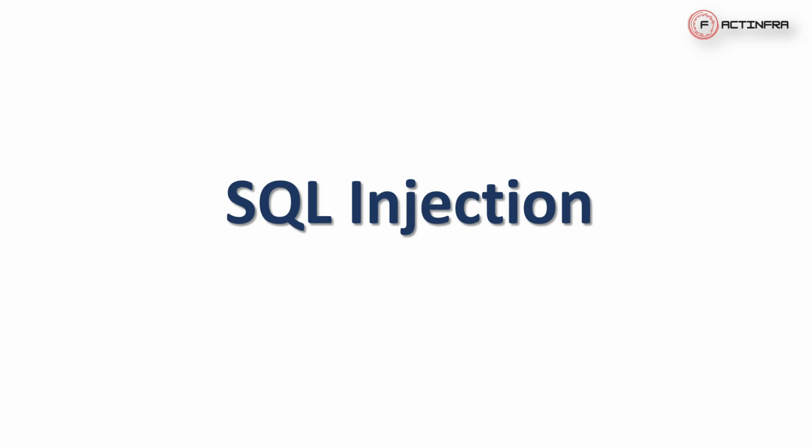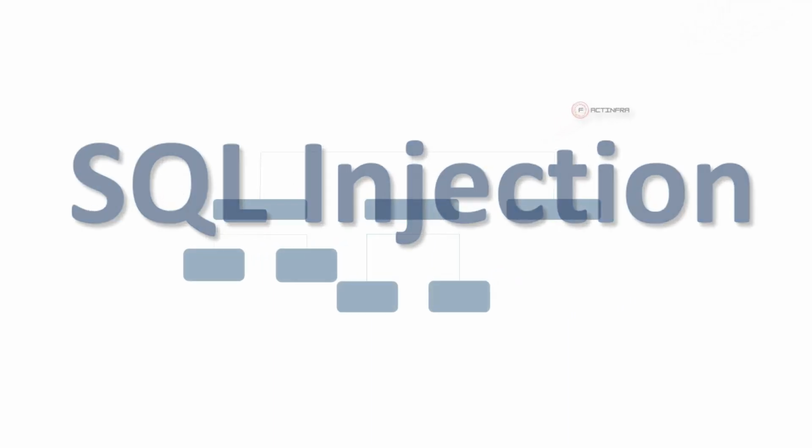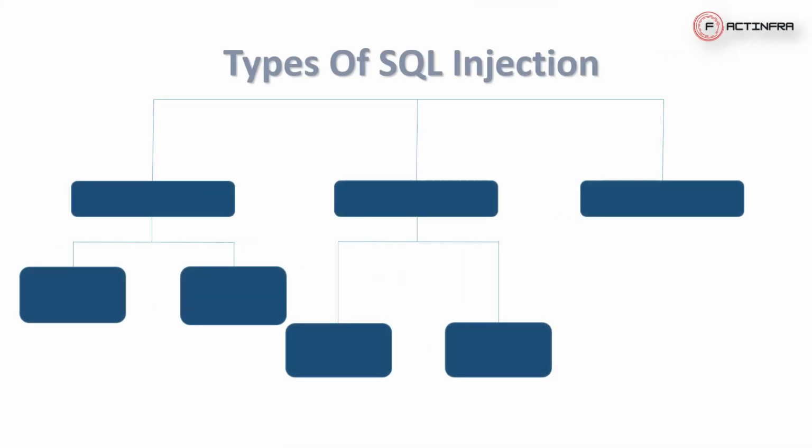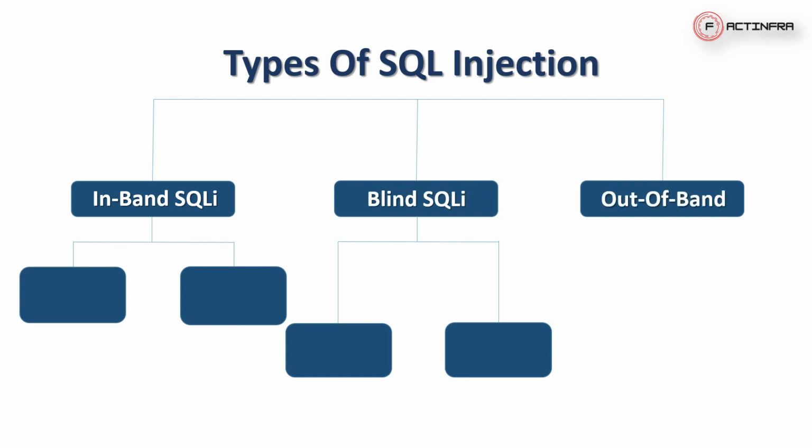Guys, this is another new video on SQL injection. In this video we will see the types of SQL injection, and SQL injection is further divided into three types. First is in-band SQL injection, next is blind SQL injection, and then out-of-band SQL injection. Basically these are the three major types of SQL injection.